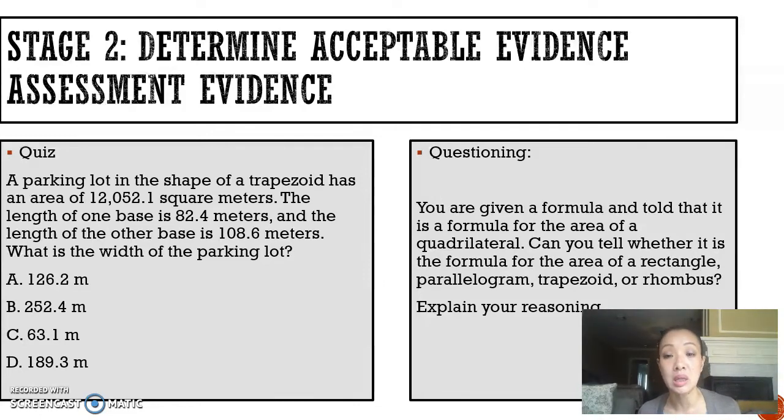And then the questioning: you are given a formula and told that it is a formula for the area of a quadrilateral. Can you tell whether it is a formula for the area of a rectangle, parallelogram, trapezoid, or rhombus? Explain your reasoning. Again, I chose two assessments. Remember, in backward design, you are assessing first before you actually give them the activity. So these are just different types of assessment that you can use for stage 2.